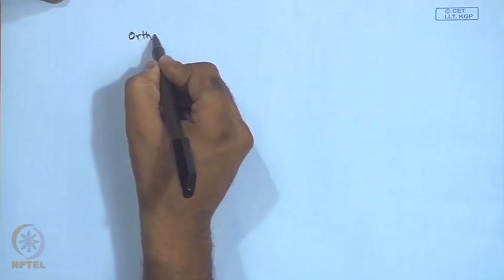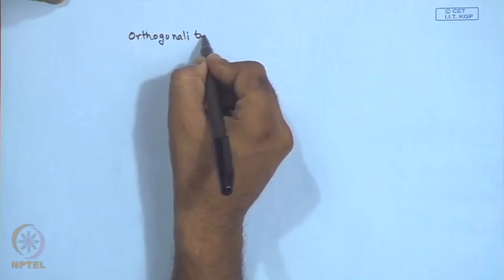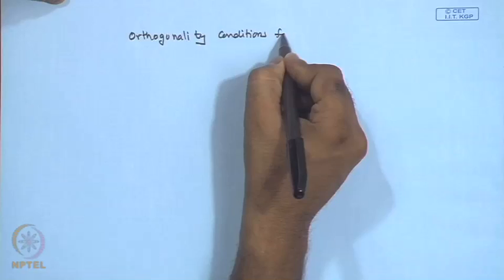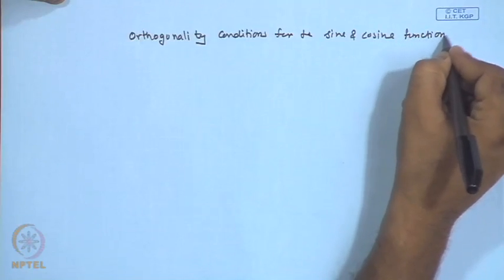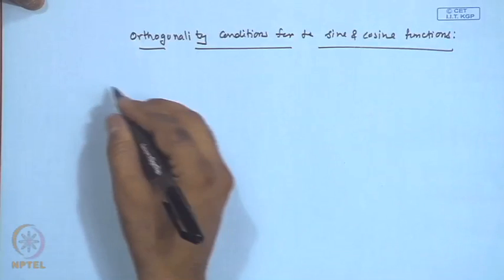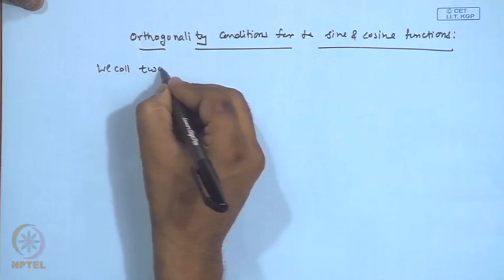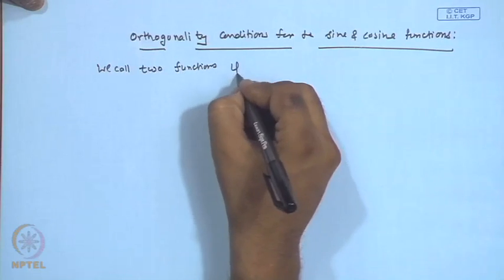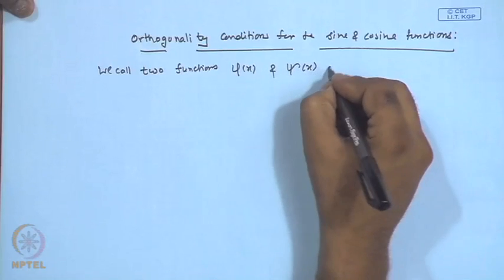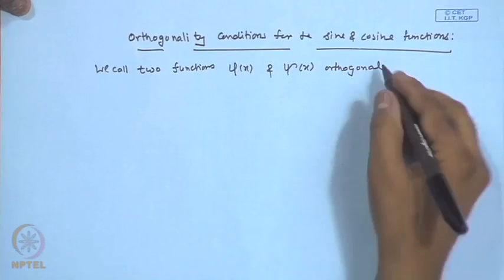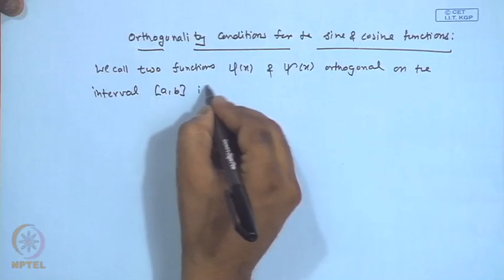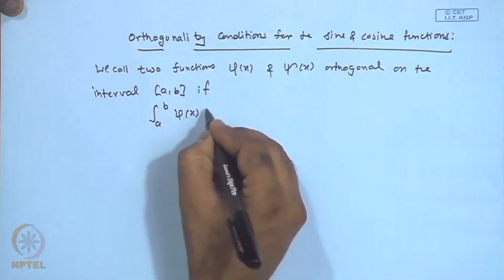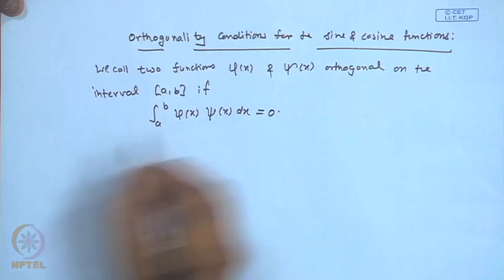So, before we go into that detail, we just consider the orthogonality property or conditions for the sine and cosine functions. So, we call two functions phi(x) and psi(x) orthogonal on the interval a to b if the integral from a to b of phi(x) psi(x) dx is 0.